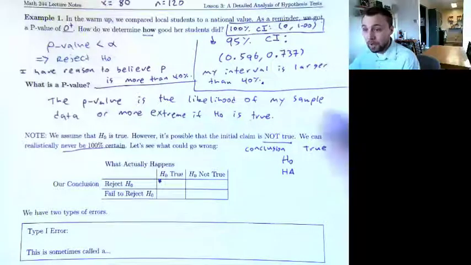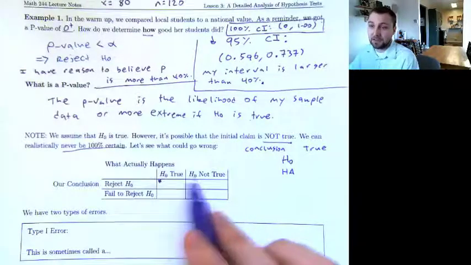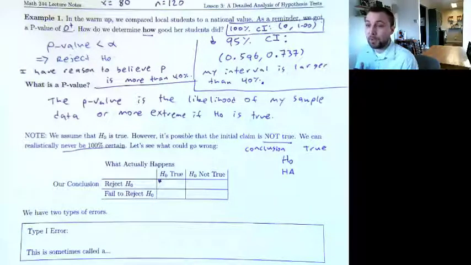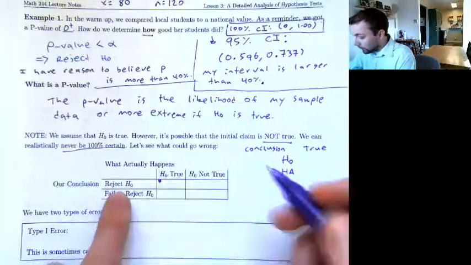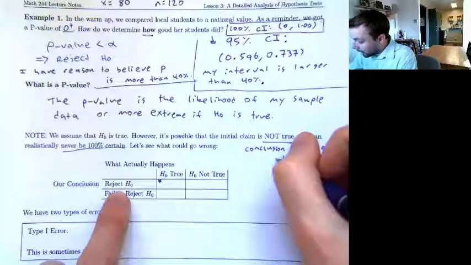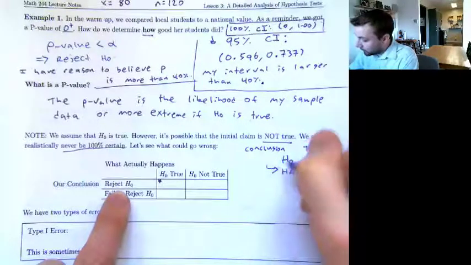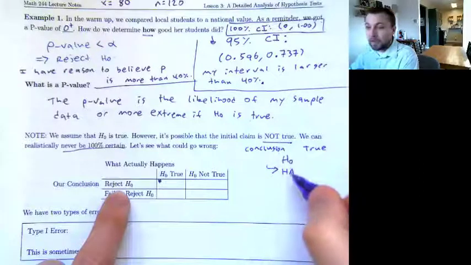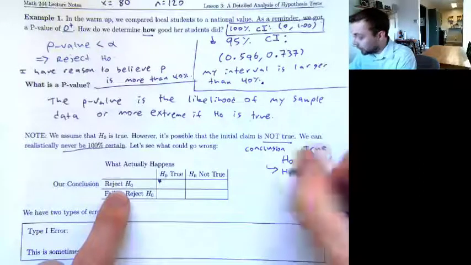We usually don't know this column. We usually do not know what is true in real life. I'm kind of assuming something massive when I'm making this table. It'll help me understand the area. So our conclusion, we rejected the null hypothesis. So that tells me that I'm ending up in the second situation for our conclusion, where I tend to believe the alternative hypothesis is true.